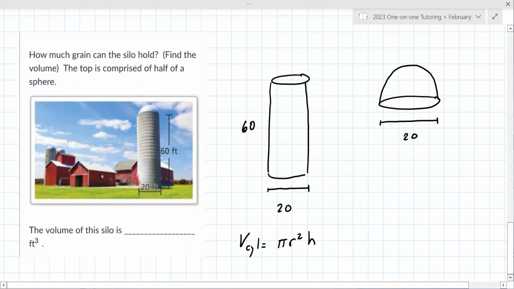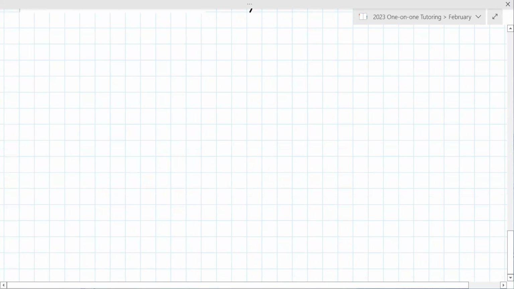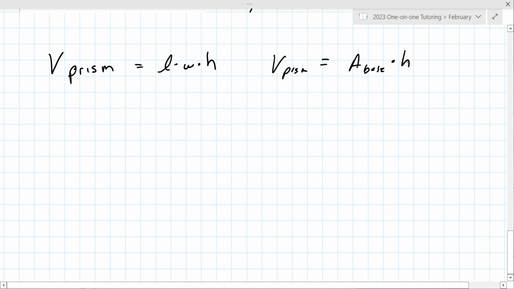I think we need to take a moment here and actually write the formulas of some of these. The volume of a prism is length times width times height. There's also the volume of a prism as the area of the base times the height. These are exactly the same. It just depends on what kind of prism you have.